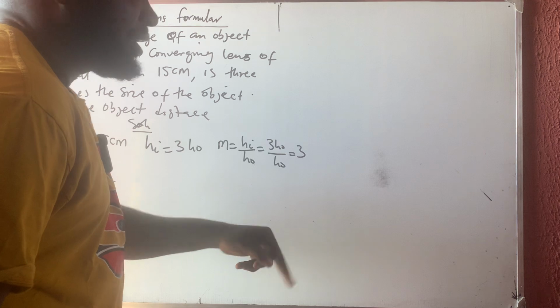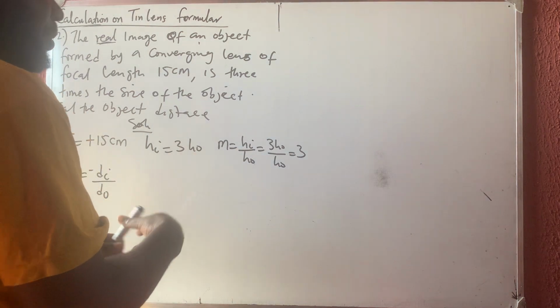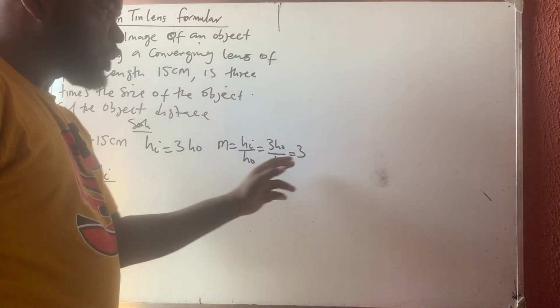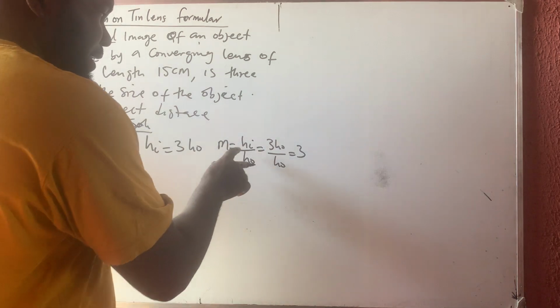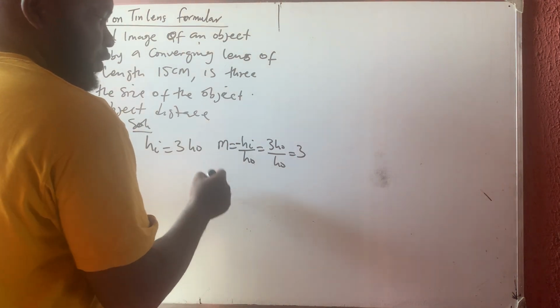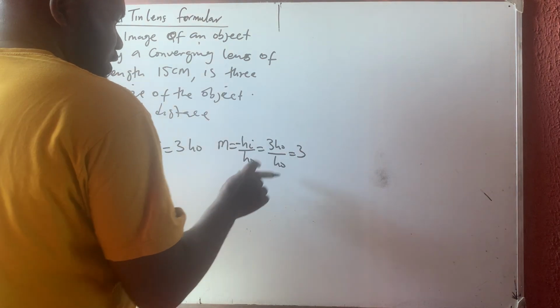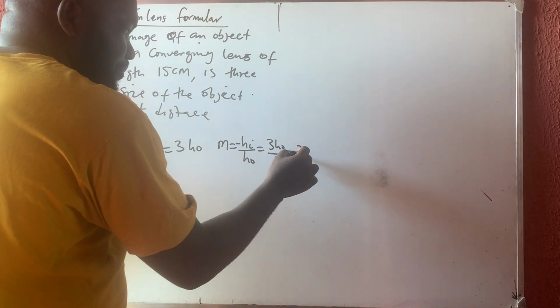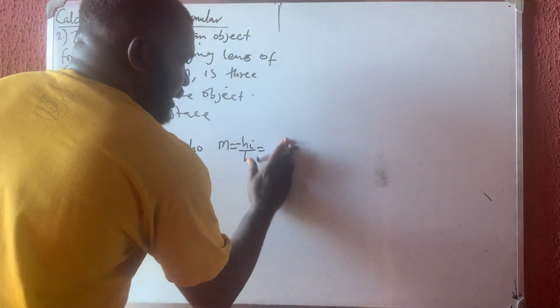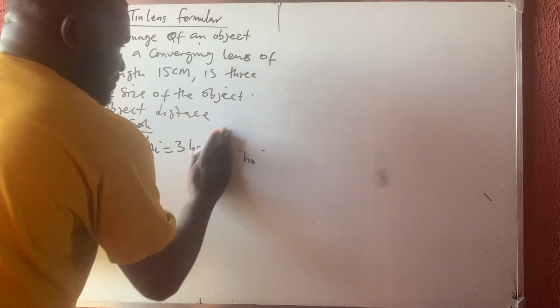Or you say that since it's going to form an inverted image, the height is going to be inverted. So if it's inverted, then my magnification is going to be negative, because the height here will be negative, because it is real. If it is real, it will be inverted. Are you with me? So I'm going to have -3. That is what I'm supposed to do.